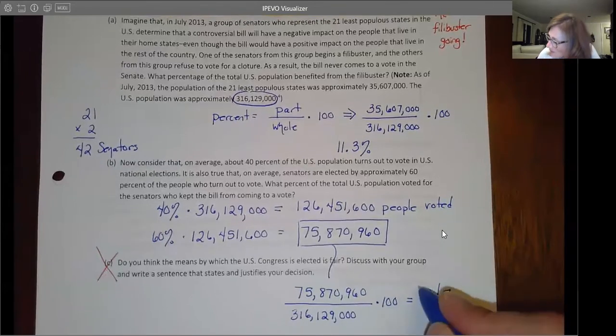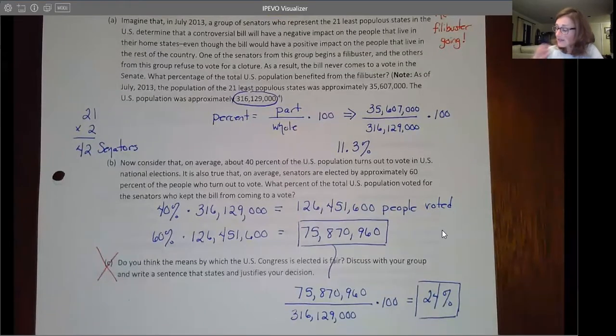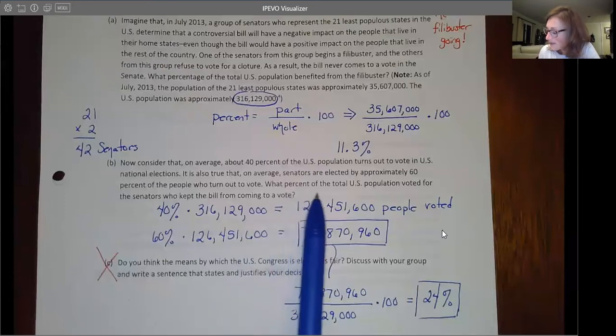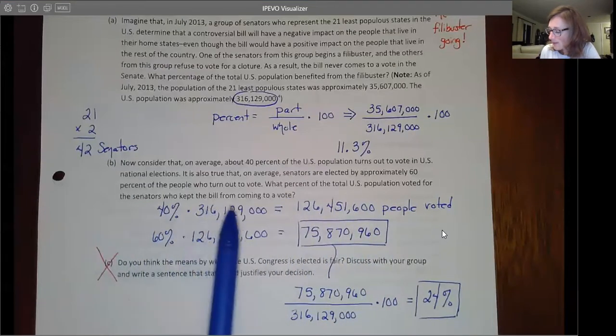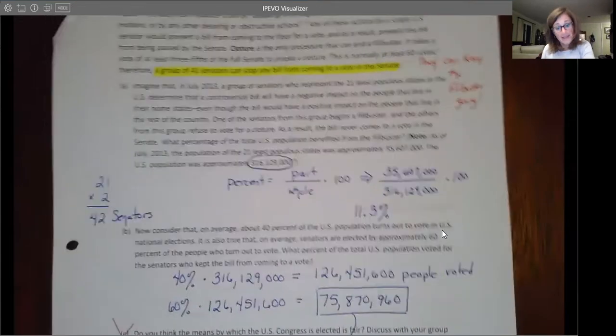So as crazy as it sounds, 24% of our population voted for senators who controlled that bill from not going to the floor. So your vote counts. But that's a crazy thought, right? It says, what percent of the US population voted for the senators who kept the bill from coming to a vote? 24% of the population went out and voted for those senators. That's not many. So your vote counts. All right, so that is it for this section.